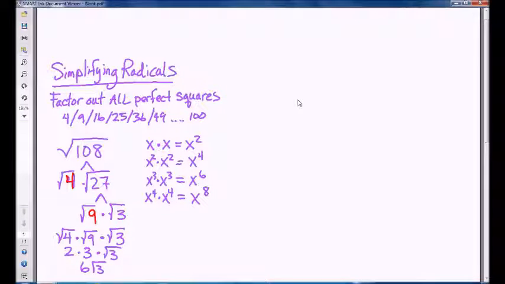Now you should notice something here about all of your perfect squares on your exponents. They're all multiples of 2. So if we have something like x cubed and we are square rooting it, we know that we could factor this into x squared times x, because there's a little invisible 1 there. 2 plus 1 is 3. And this would simplify. Square root of x squared is x, square root x.